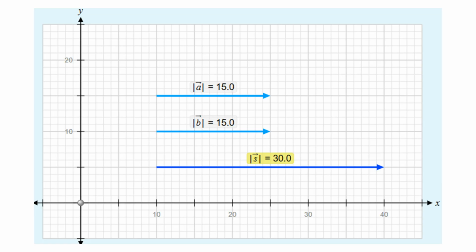Here is the visualization for case 2. Both vectors A and B have a magnitude of 15.0. The resultant vector S has a magnitude of 30.0.